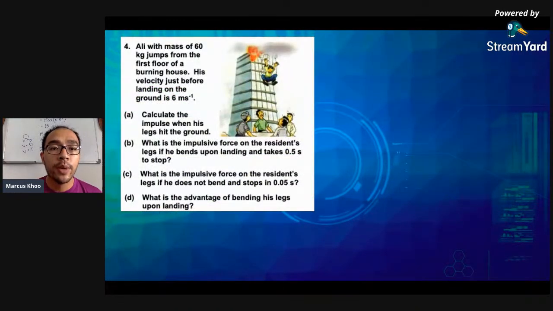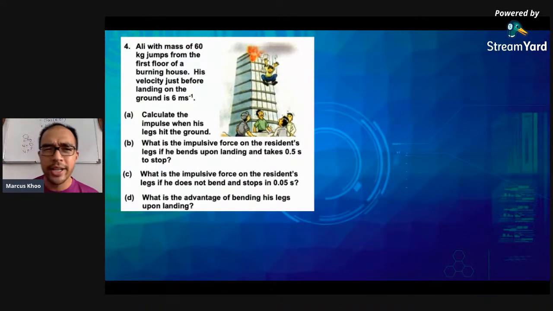Okay, so we have this guy, Ali. He's a mass 60 kilogram, jumps from the first floor of the burning house. I know this picture is an exaggeration. This is the first floor, but never mind. Now his velocity just before landing on the ground is 6 meters per second.